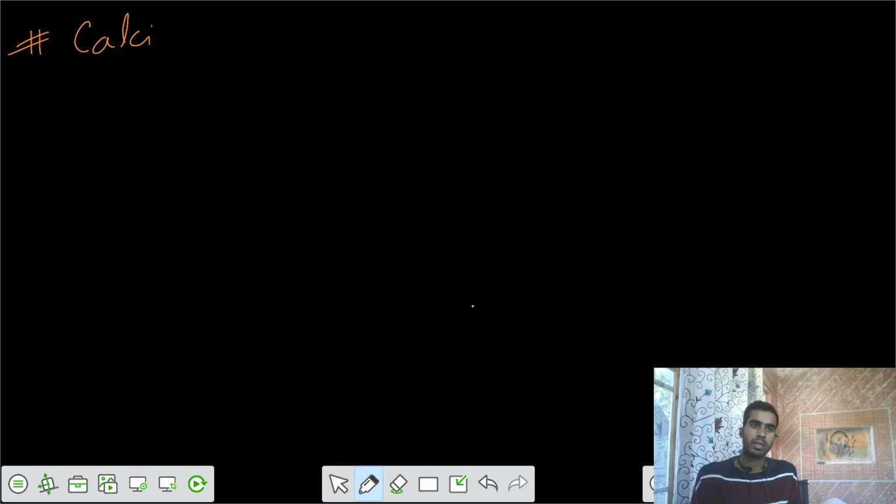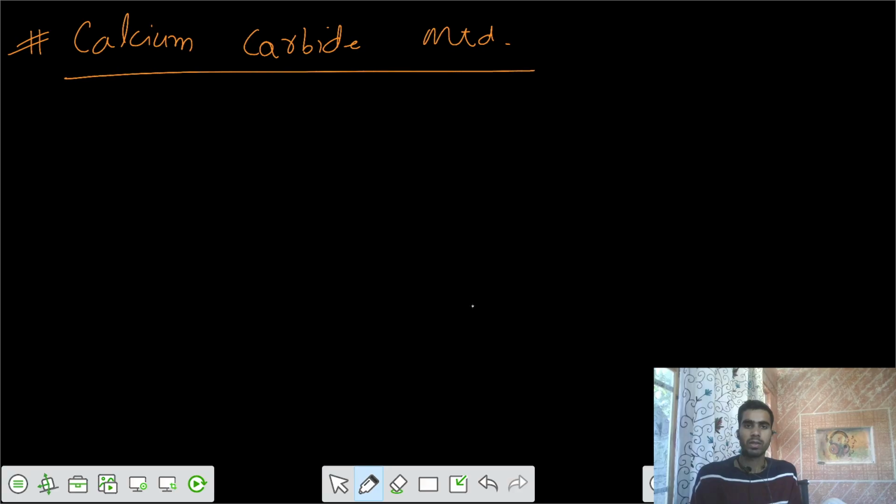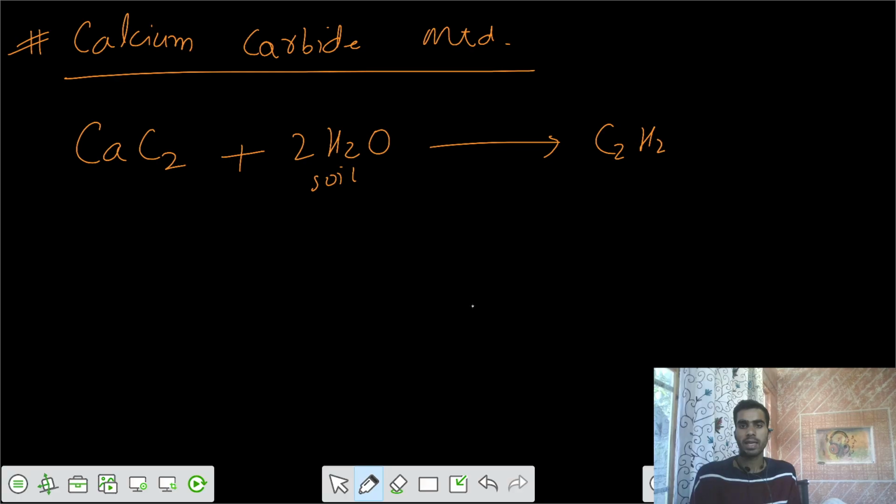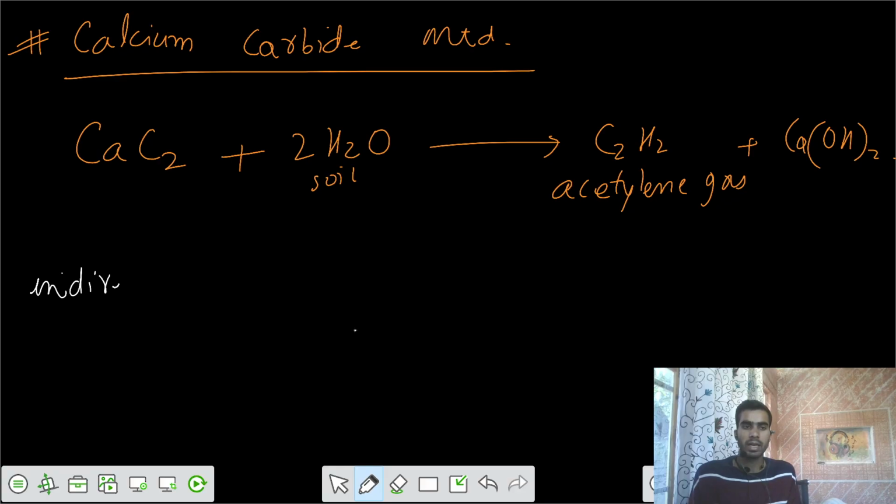One more method is the calcium carbide method. Here, the concept is that there is some calcium carbide, and whenever it reacts with water from the soil, it is going to release acetylene gas plus some more compounds. Our calculation for water content is indirect: we get the value of water content indirectly.